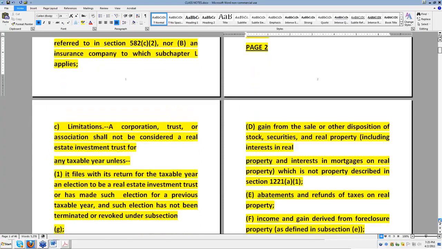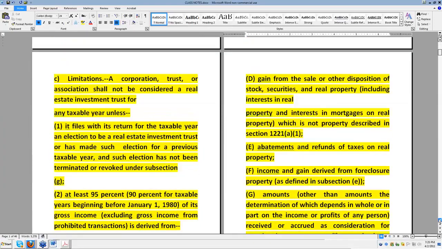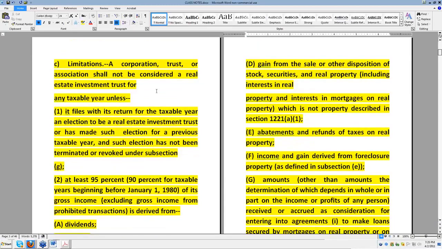Okay, now what does this say? Limitations. A corporation, trust, or association shall not be considered a real estate investment trust for any taxable year unless it files with its return for the taxable year an election to be a real estate investment trust, or has made such election for a previous taxable year, and such election has not been terminated or revoked under subsection G. Number 2, at least 90% for taxable years beginning before January 1, 1980, of its gross income, excluding gross income from prohibited transactions, is derived from A, dividends.